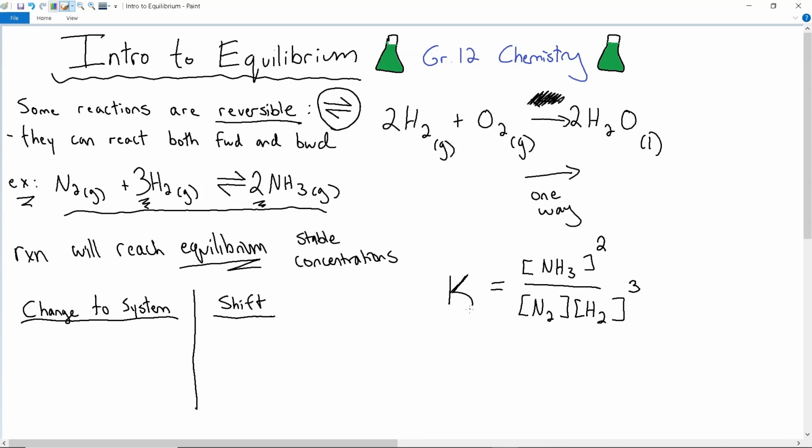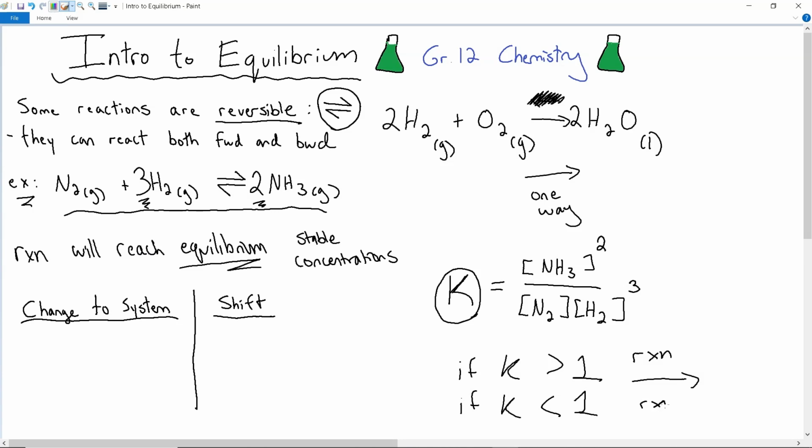So what does the value of K actually tell us? If the value of K is greater than 1, then the reaction is heavily favored to the right. That doesn't mean that there isn't going to be a little bit of a reverse reaction happening, but it's heavily favored to the right. Most of it is going to the right. And so, conversely, if K is less than 1, the reaction is favored to the left.